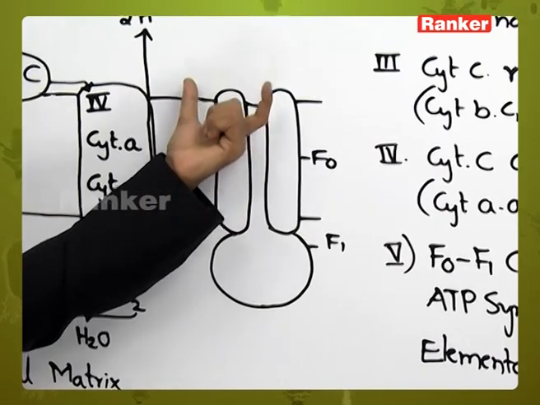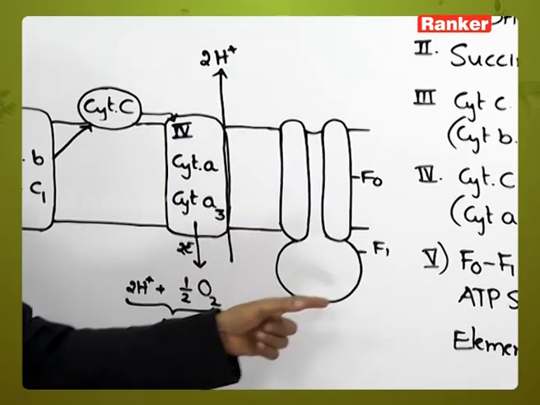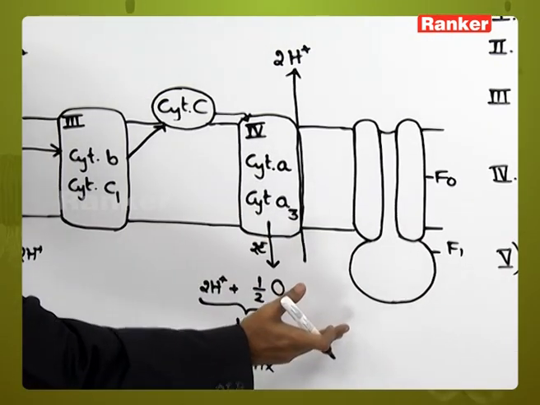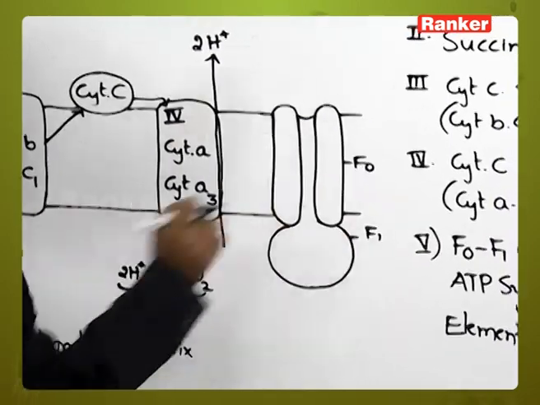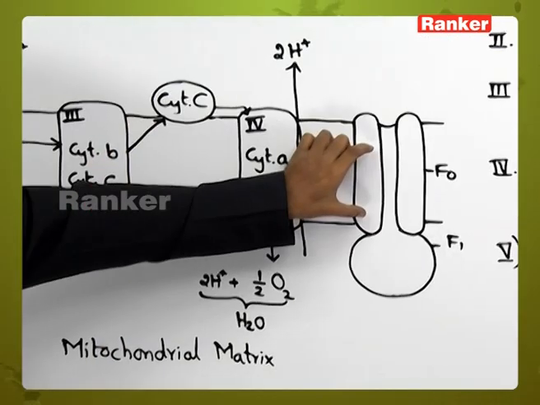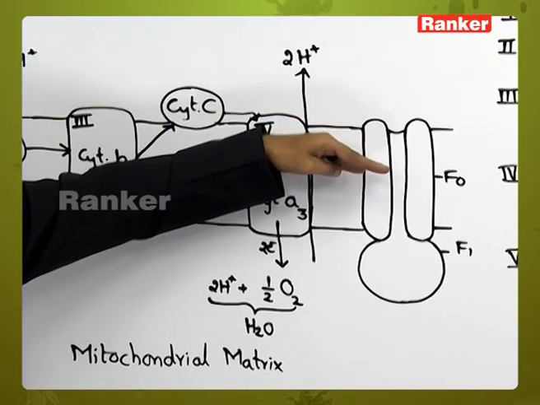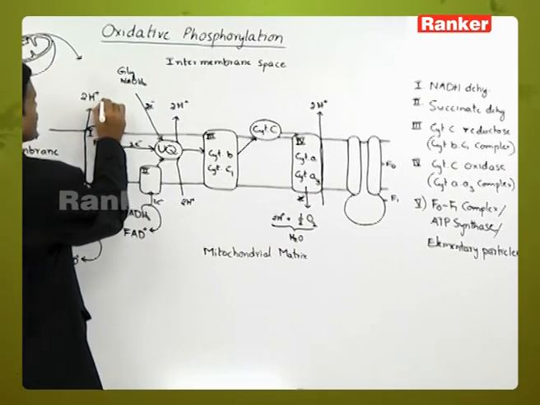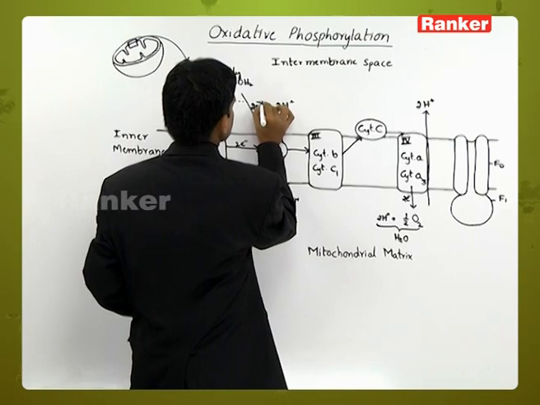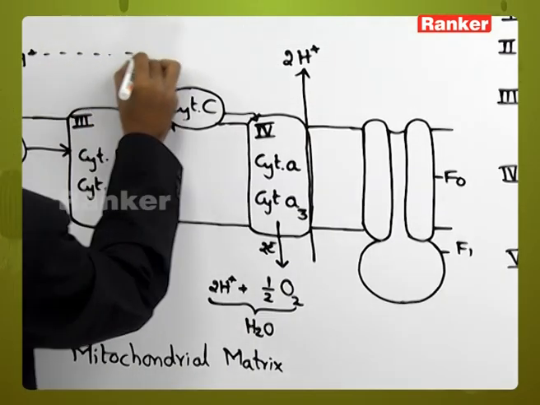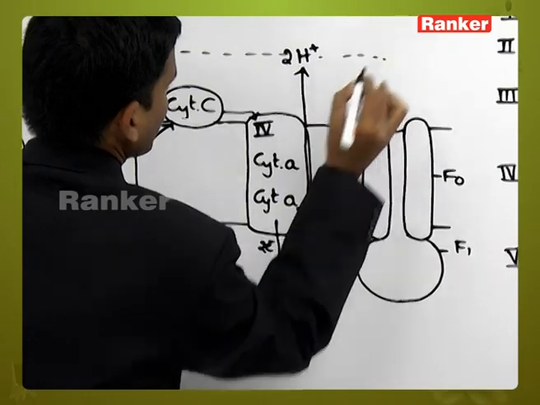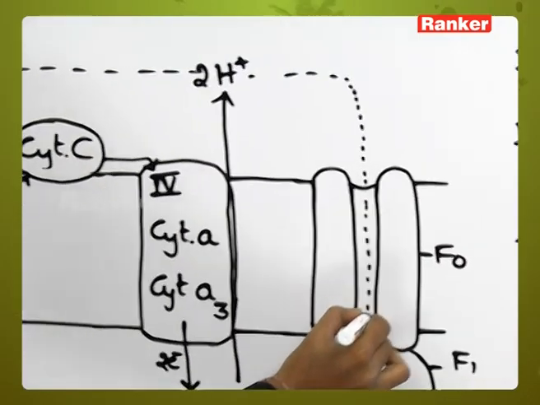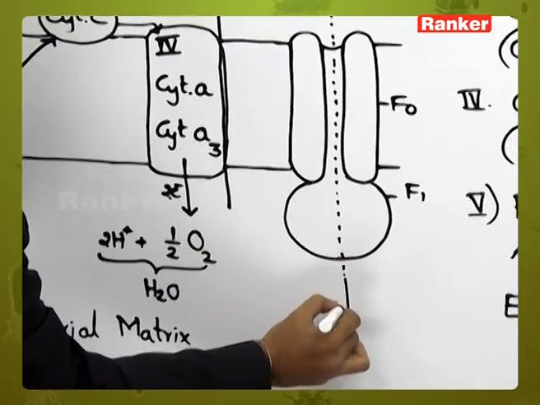The F0 part is embedded within the membrane, and the F1 part, the head-like structure, is exposed to the mitochondrial matrix. It is present in the mitochondrial matrix. Only this complex is permeable to, or responsible for, the proton translocation. The protons move from the intermembrane space to the mitochondrial matrix.